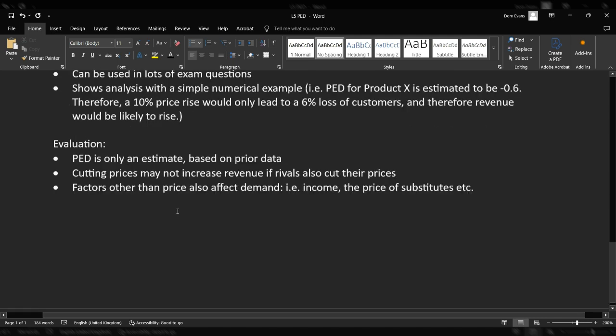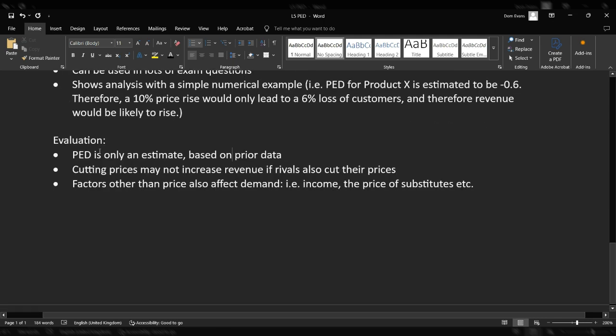Okay, to evaluate PED, we can say that PED might only be an estimate. We have to treat this with caution. It's usually based on prior data or it's just a guess about PED. Okay, so we don't know for sure, it's not an exact science, pricing decisions. So we need to take that into account. Cutting prices might not increase revenue if rivals also cut their prices.